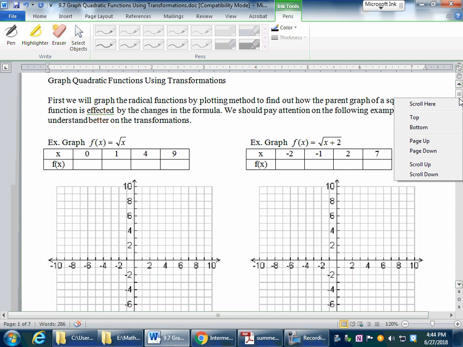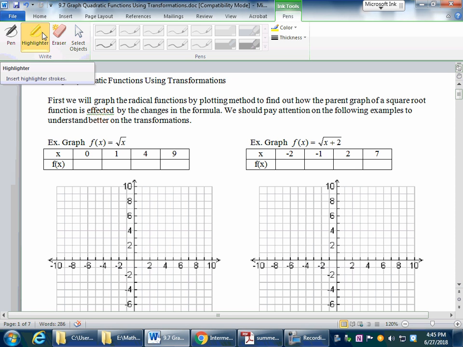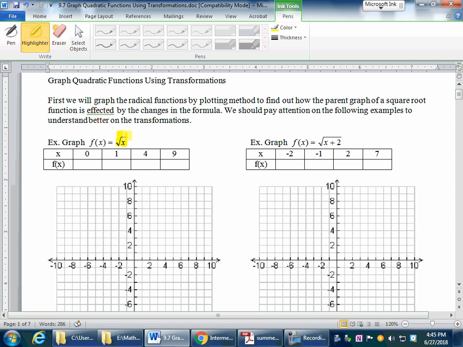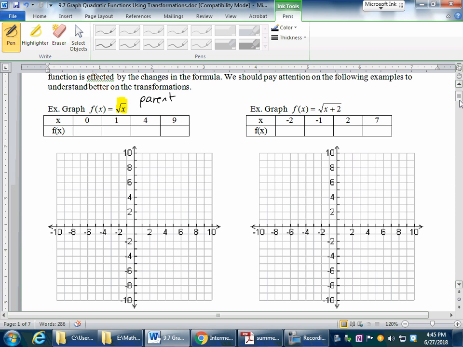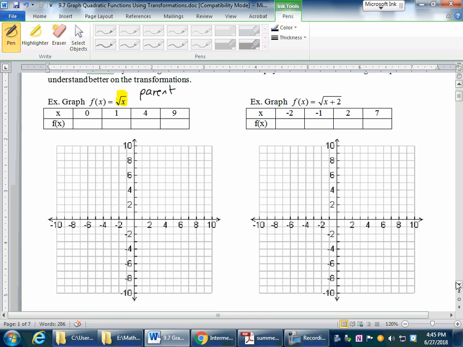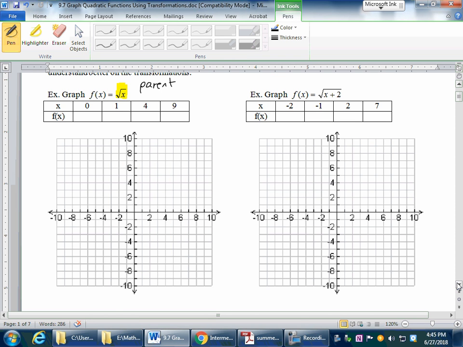transformation process. So remember that if a function has nothing added or subtracted to it, this is considered a parent graph. I already chose points for you to speed this up. So let's evaluate and then plot the points to see where my graphs are. Square root of 0 is 0, square root of 1 is 1, square root of 4 is 2, and square root of 9 is 3.